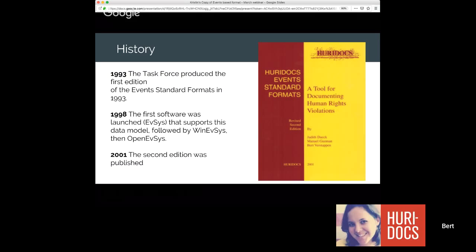And so basically the group collected and shared formats and experiences of human rights groups which had been doing this documentation work, brought them together, compared them, analyzed them. And in 1993, the task force produced the first edition of the events standard formats. After that, the formats were improved on basis of inputs that we received from users and through consultations, in particular with the Science and Human Rights Program of the American Association for the Advancement of Science. And at that time in 1998, we also started launching the first software called EFSIS, which was then followed by WinEFSIS and OpenEFSIS.